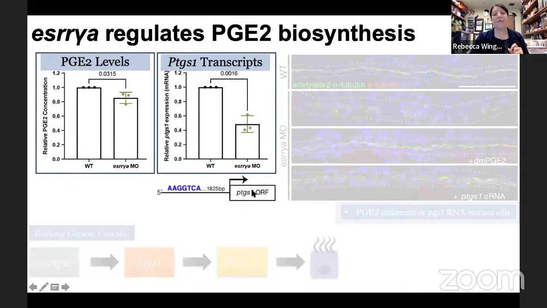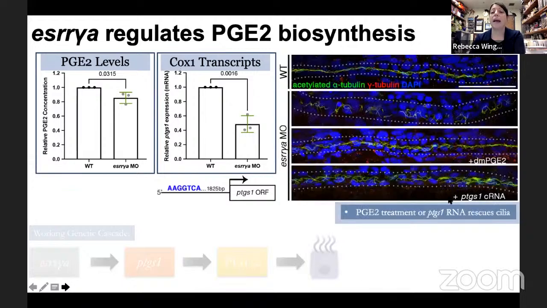Okay, so she saw that there was a decrease in that transcript quantity, and she then looked at the promoter region that is upstream of PTGS1, and in the proximal promoter, she identified binding sites that would be recognized by estrogen-related receptor. And so with this in hand, she then sought to ask the question, well, if PGE2 is decreased in these animals, and if these transcripts are decreased, could she restore ciliogenesis in her animals by restoring either of these two phenotypes?